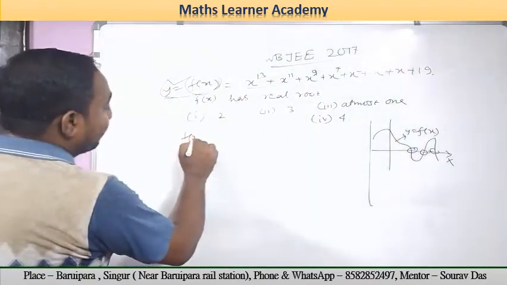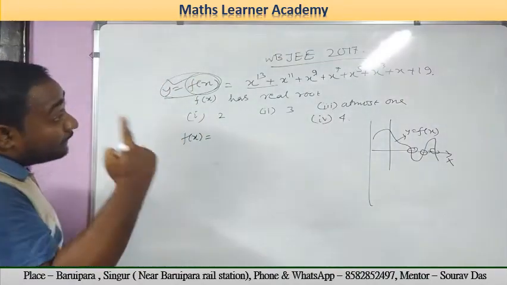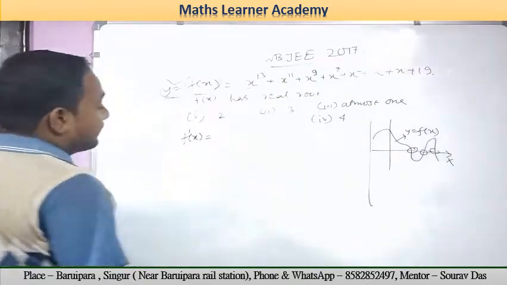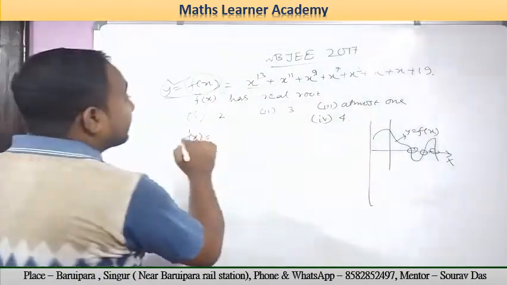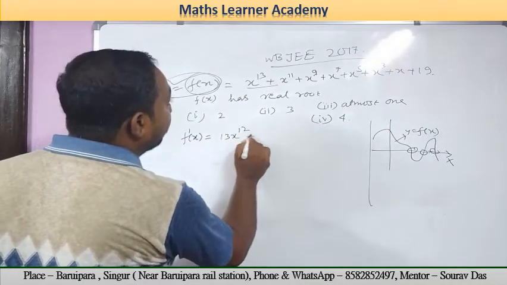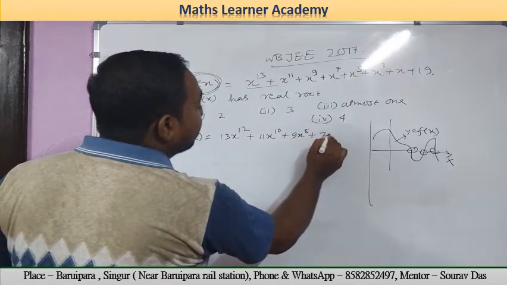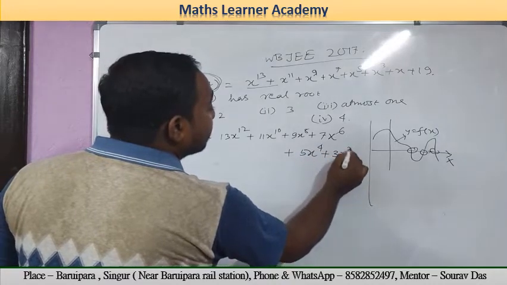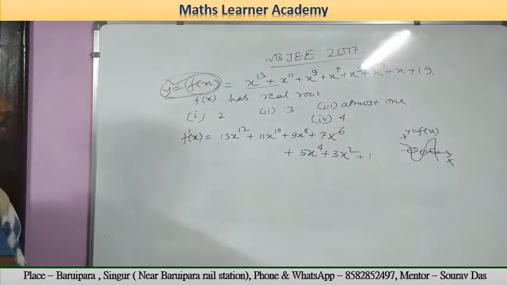Now let's find out the possibility where the graph cuts this x-axis. First of all, look at the property of the function. I am going to prove that the function is a monotonically increasing function, right? Why is it monotonically increasing? So let's find its derivative, f prime x. So f prime x equals 13x to the power 12 plus 11x to the power 10 plus 9x to the power 8 plus 7x to the power 6 plus 5x to the power 4 plus 3x square plus 1.